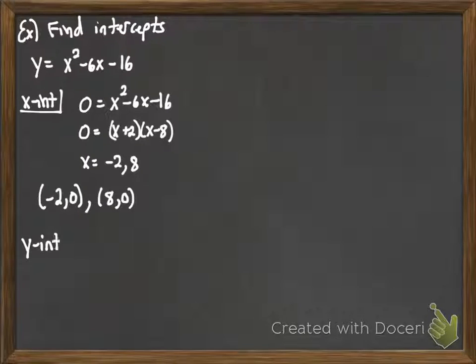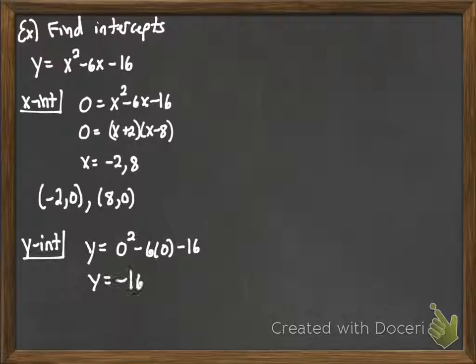Moving on, we want to find the y-intercept. We go into the equation, replace the x values with 0, and solve for y. In this case, it just really requires us to do a little bit of simplifying. And we get that y is equal to negative 16. So our y-intercept is the point 0, negative 16.